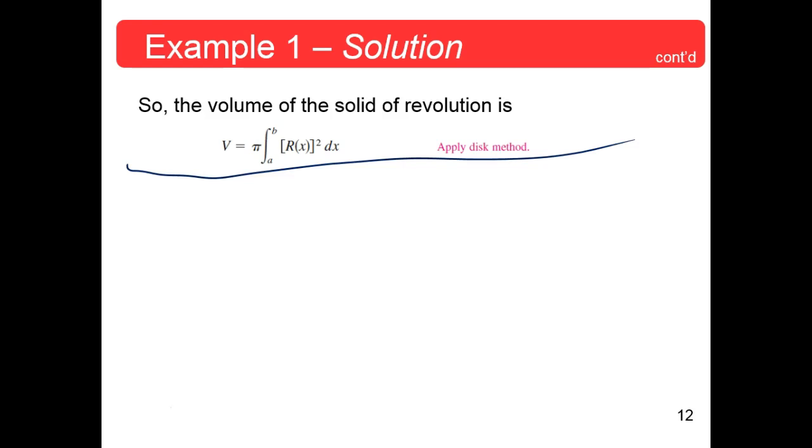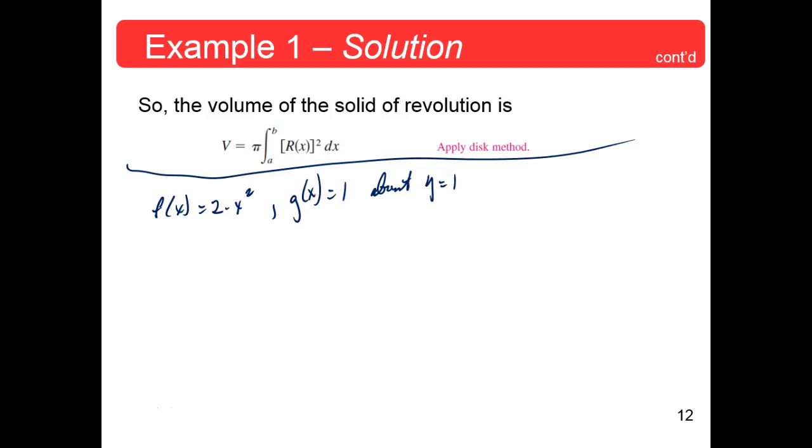Find the volume of a solid formed by revolving the region bounded by the graphs of f of x equals 2 minus x squared and g of x equal 1, about the line y equal 1, as shown in the figure here.